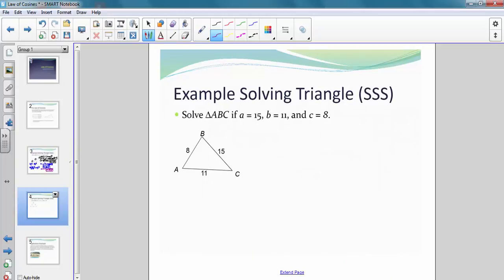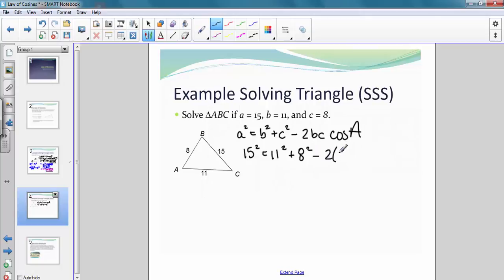All right, looking at this next example, this is an example of solving a triangle with all three sides given. So we're given a equals 15, b equals 11, and c equals 8. So in this situation, I can use any of the three law of cosines equations. So I'm going to start with a squared equals b squared plus c squared minus 2bc cosine of A. So we know that a is 15, so I get 15 squared equals 11 squared plus 8 squared minus 2 times 11 times 8 cosine of A.